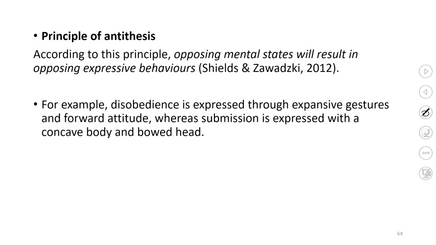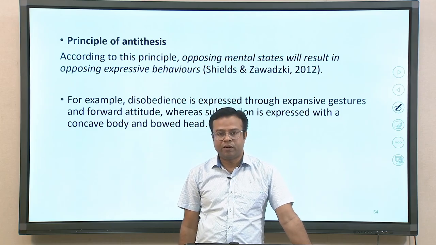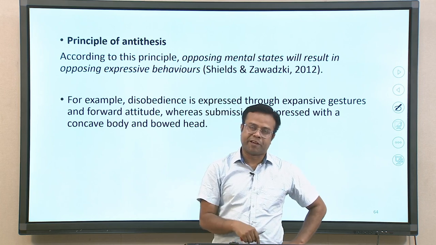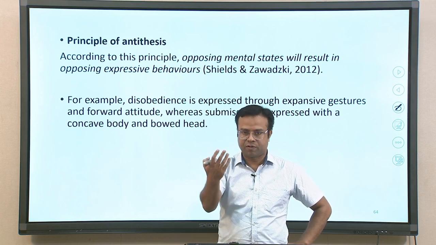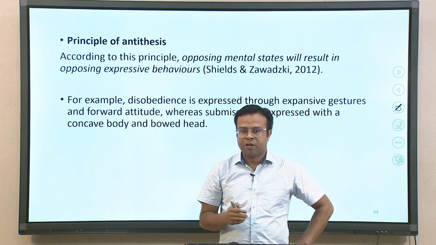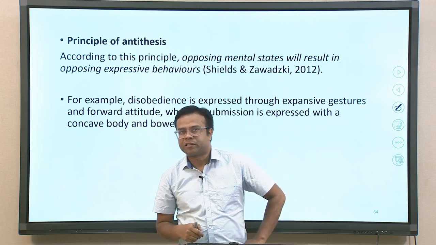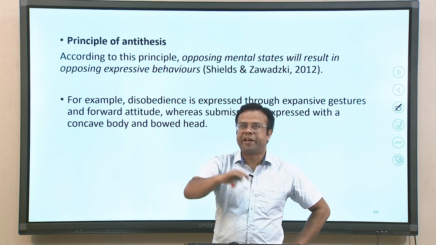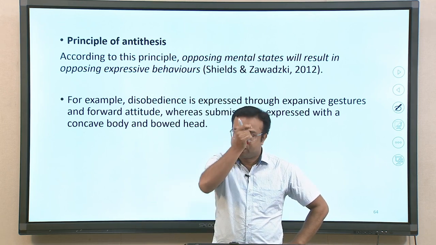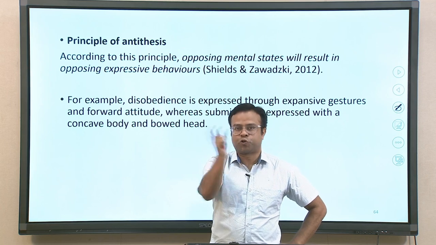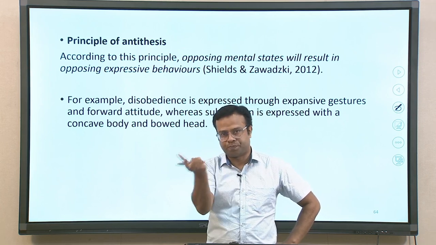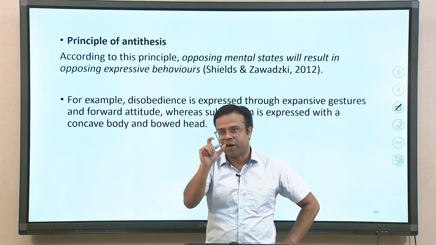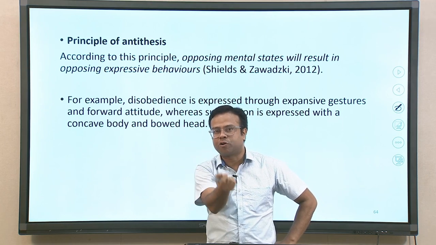Next is the principle of antithesis. It basically says that opposing mental states will result in opposing expressive behavior. We show different kinds of emotions which are associated with certain mental states. Some emotions could be positive, some could be negative, so there can be opposing emotions. The expression of each of these opposing emotions will also be opposite. If you express one emotion in a certain way, the opposite emotion will be expressed the opposite way.